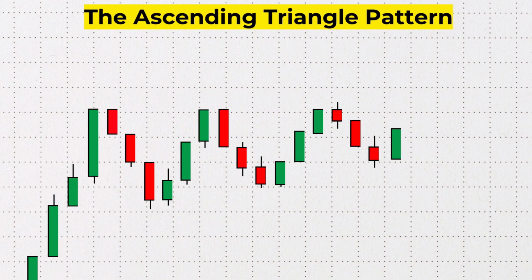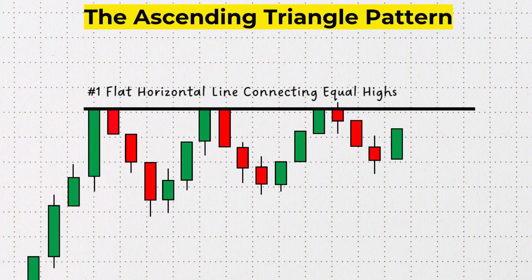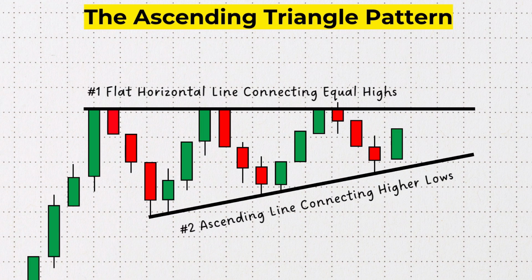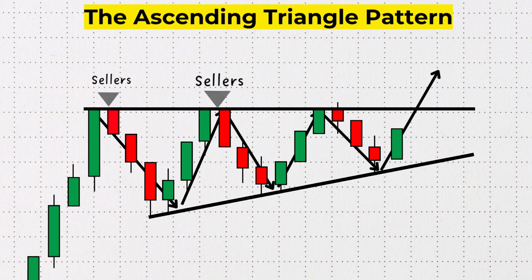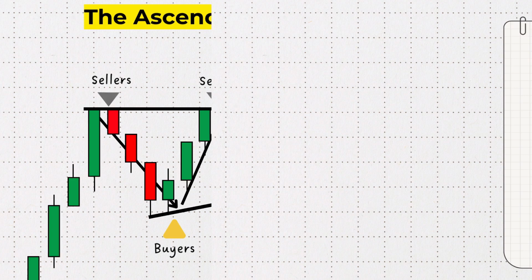An ascending triangle at its core is defined by two things: a flat horizontal resistance level connecting a series of equal highs, and an ascending trend line connecting the higher lows beneath it, showing that buyers are becoming increasingly aggressive with every pullback. What the structure tells you is that the sellers are consistently defending that resistance level, but they're losing ground. Each time price pulls back, buyers step in earlier and at a higher price. That's a sign of mounting bullish pressure.